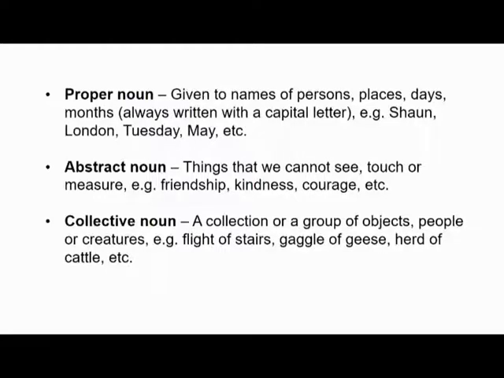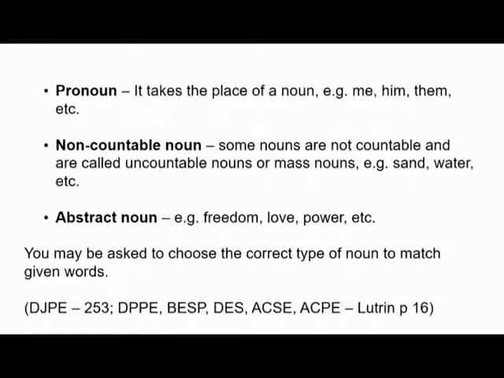A collective noun is a group of objects or a group of people or a group of creatures in a collection. For example, a flight of stairs, a gaggle of geese, a herd of cattle, a school of fish. Those are the collective nouns. A lot of them together, what do we call a lot of them together? Those are the collective nouns. A pronoun takes the place of a noun, like me, him, them, we, she.